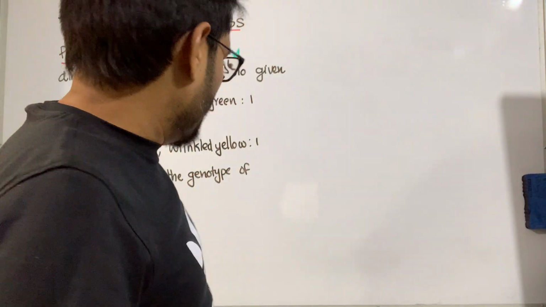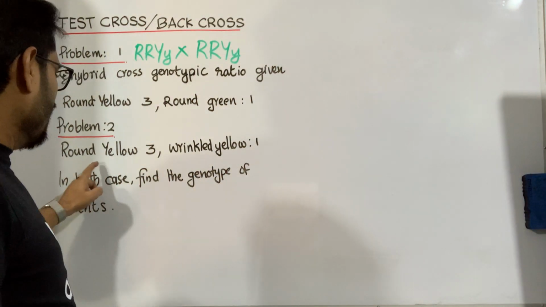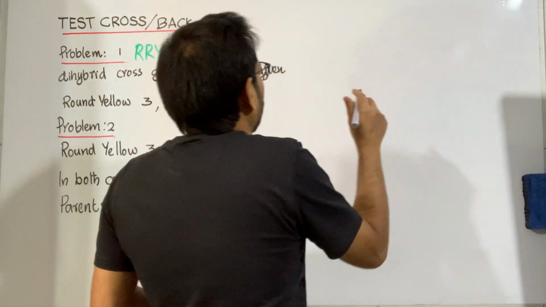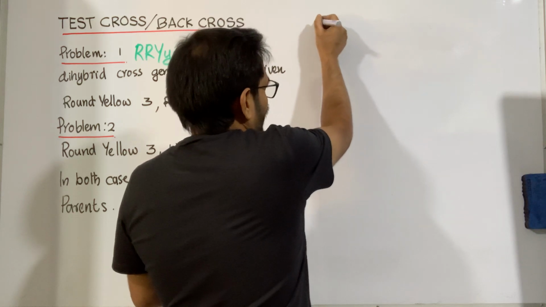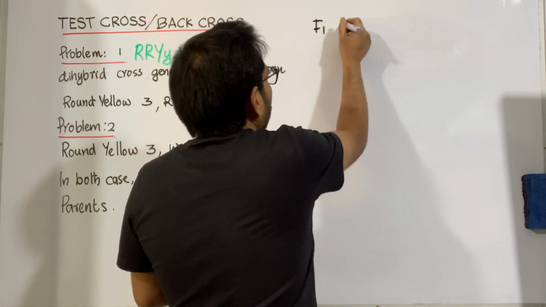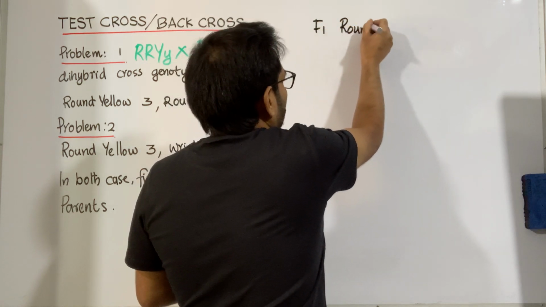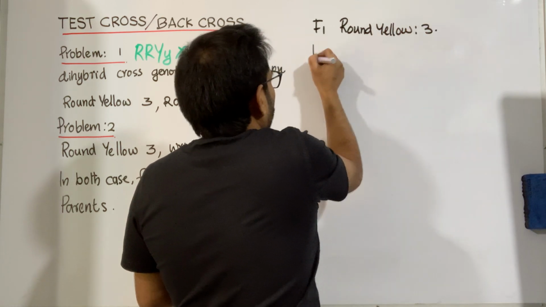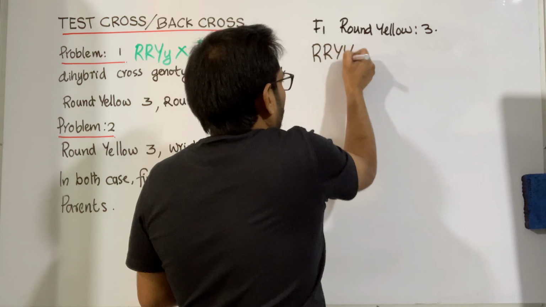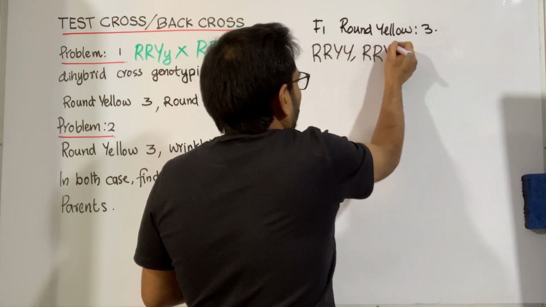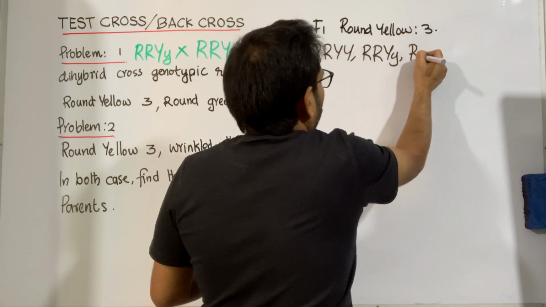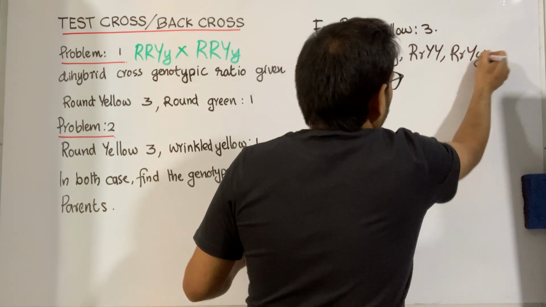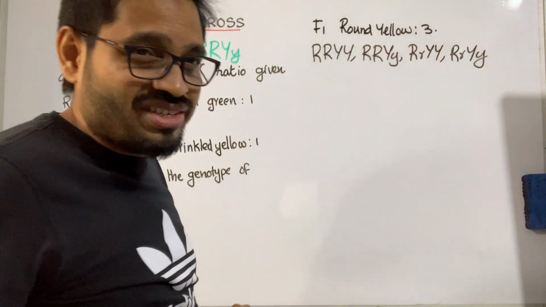Moving to the second question. Problem 2, round yellow 3, wrinkled yellow 1. So I need to get the F1 as round yellow 3 individuals, which can be capital R, capital Y, or capital R, capital Y, small y, or capital R, small r, capital Y, or capital R, small y, small y. Any of these combinations I can take.